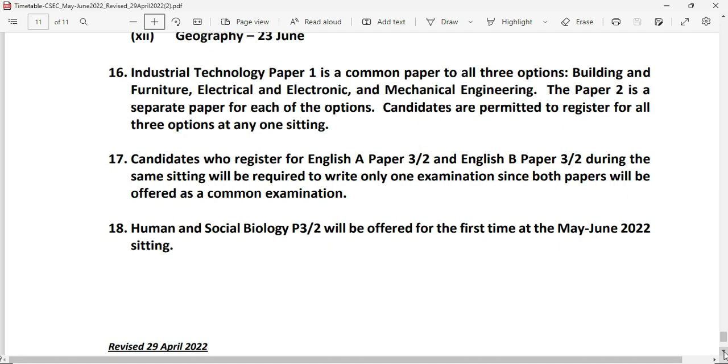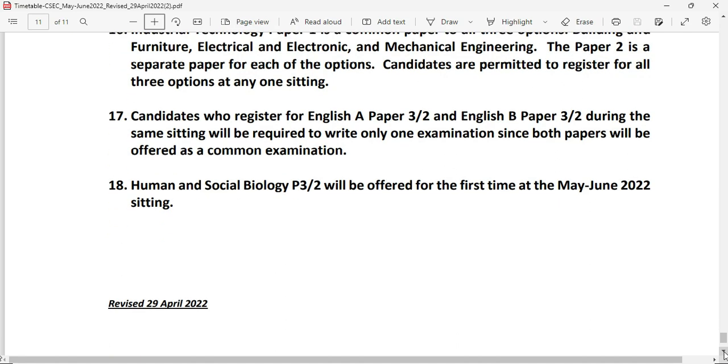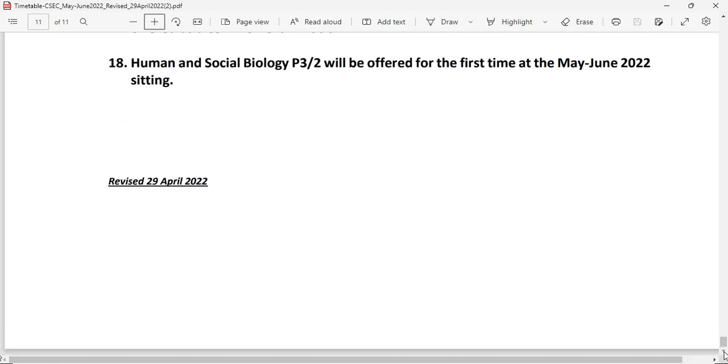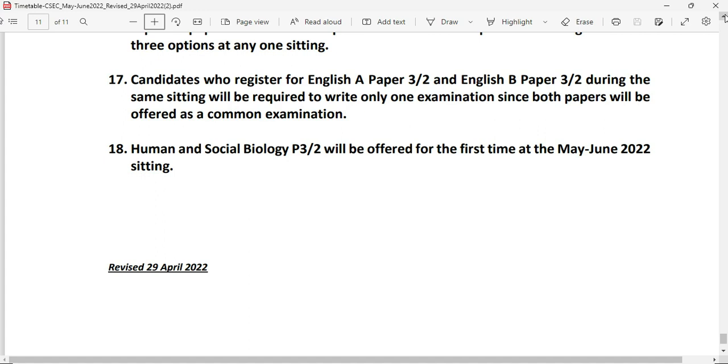It's very important to note that for the first time, Human and Social Biology will be having an SBA, and for persons who did not do the SBA, you are going to be doing the paper 3-2. Now, this publication of the timetable was revised on the 29th of April 2022, and this is considered to be the authentic paper to use for your timetable. Interesting to note that the timetable that came up before this timetable had errors, so you want to make sure that you send a copy of this timetable to all your friends.